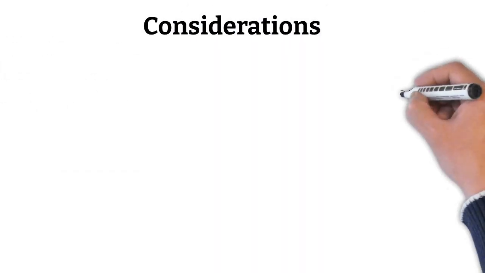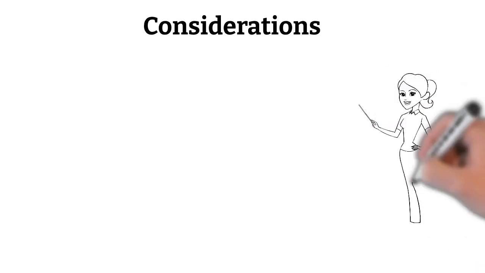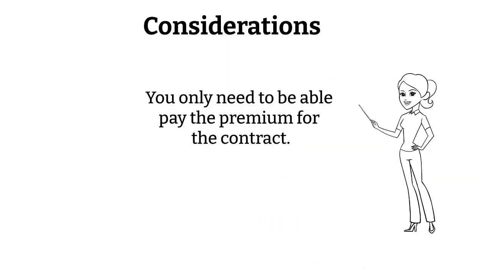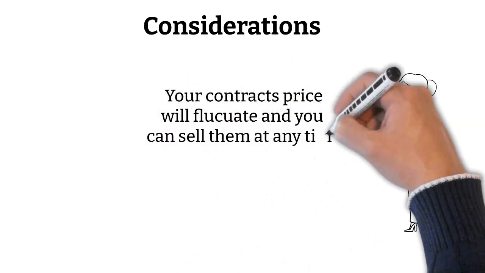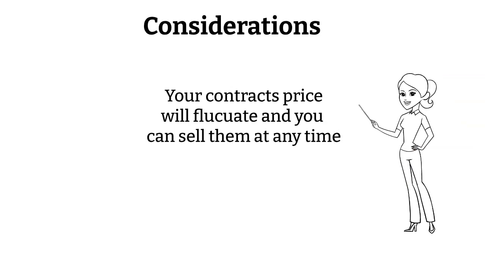Alright, now let's talk about some things to keep in mind when buying stock options. When you buy stock options, you don't need to have the capital available to outright purchase 100 shares of stock. You only need to be able to pay the premium for the stock option. When you buy a stock option, your contract price will fluctuate throughout the week and you can sell your stock options at any time. If you have a call contract and the price of the underlying stock goes up, then you can likely sell that call contract for a profit well before its expiration date.